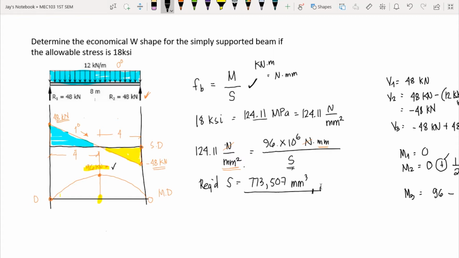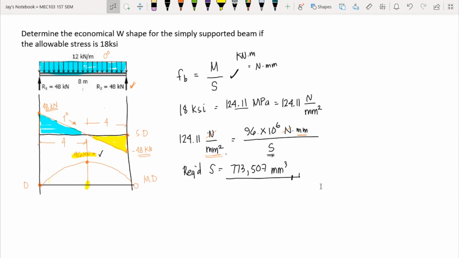Now let's go to our steel table. But before we proceed to the steel table, we look for a shape that is a little bit higher than the required section modulus. Because the higher the section modulus, the greater the cross-sectional area. And we know that the greater the cross-sectional area, the higher strength or flexural capacity it would have. Mas safe yung higher ang cross-sectional area. So therefore, in order to choose the economical section, wag yung mas malaki yung cross-sectional area, just a little bit higher than the required cross-sectional area.